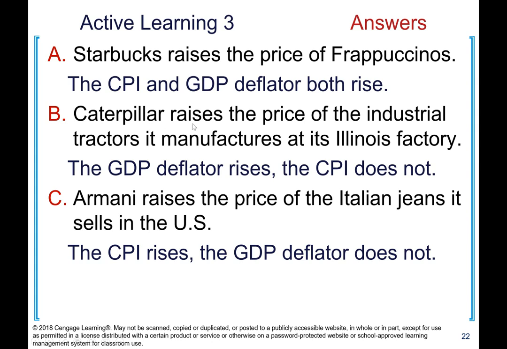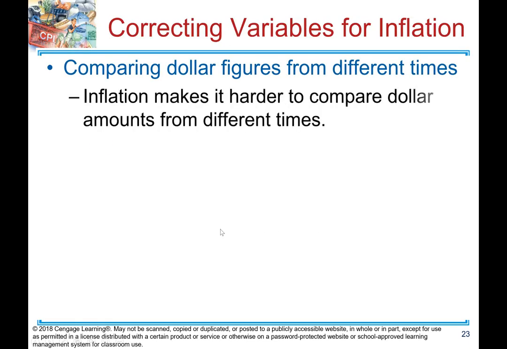What about Caterpillar? GDP deflator is affected because Caterpillar is made domestically, but it does not affect CPI because consumers don't purchase Caterpillars. Armani raises the price of the Italian jeans. That will affect CPI because consumers buy Italian-made products. Those are imports, but it does not affect GDP deflator because it is not made in a domestic market.